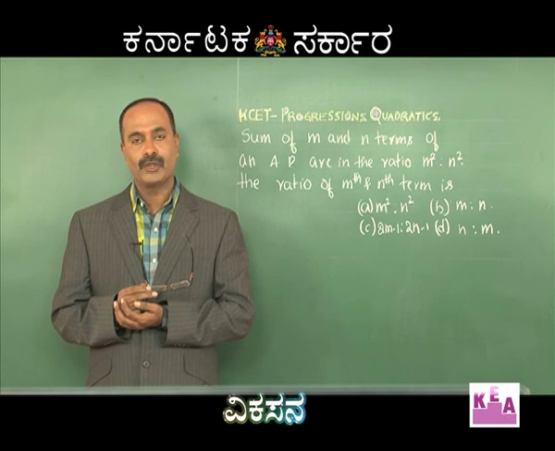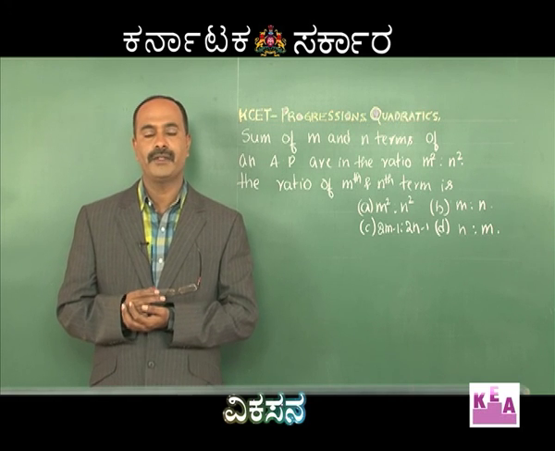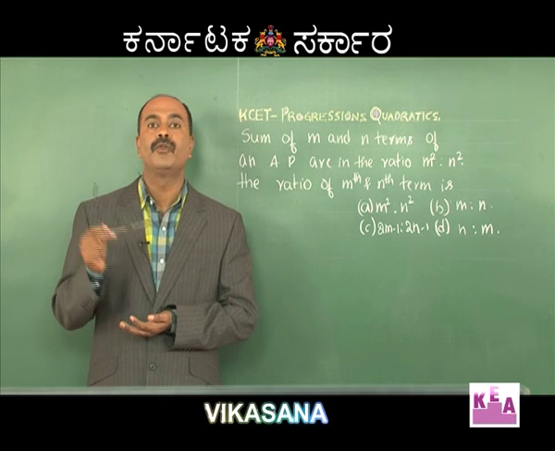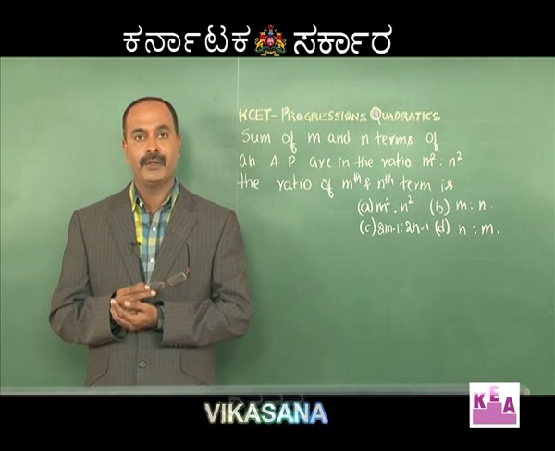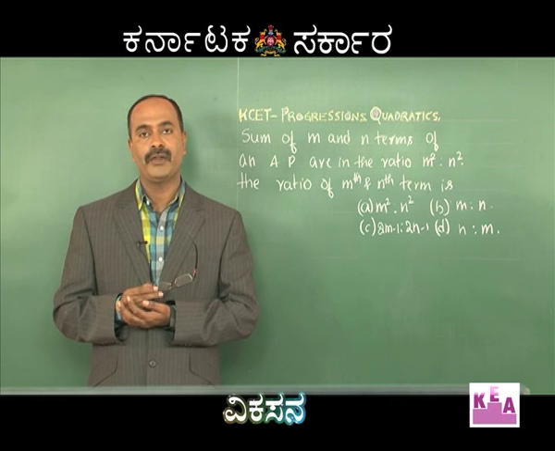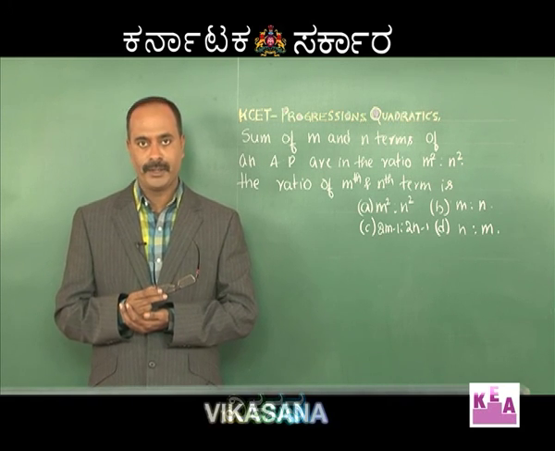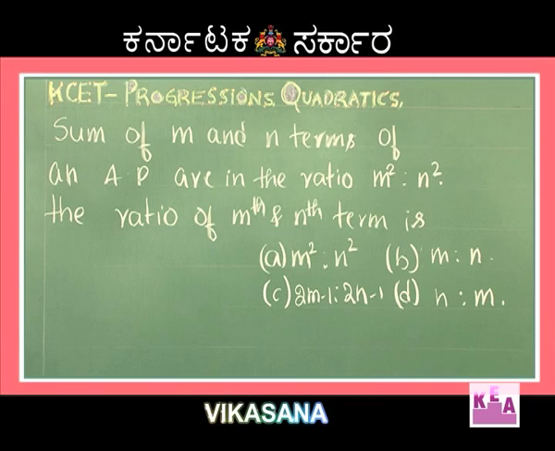Sum of first n odd numbers is n square. 1 plus 3 is 2 square, 1 plus 3 plus 5 is 3 square, 1 plus 3 plus 5 plus 7 is 4 square, 1 plus 3 plus 5 plus 7 plus 9 is 5 square, and so on. That means sum of first n odd numbers is n square. Okay, look at the question. The question is like this.